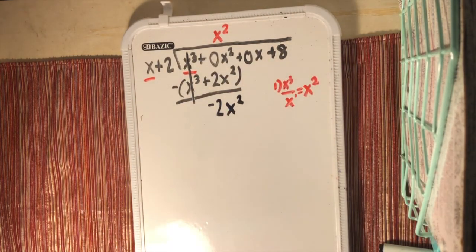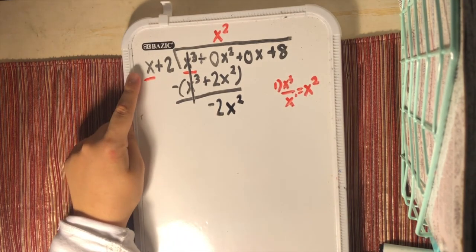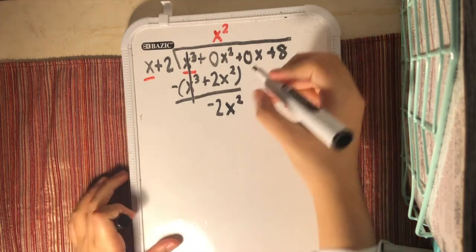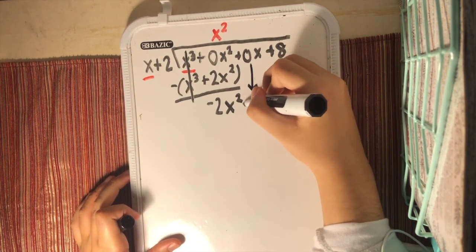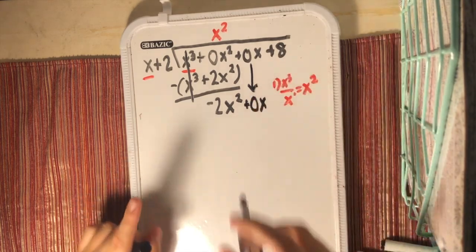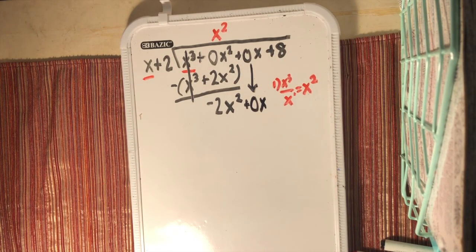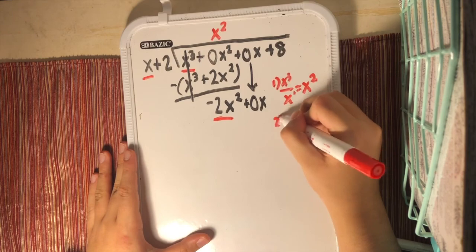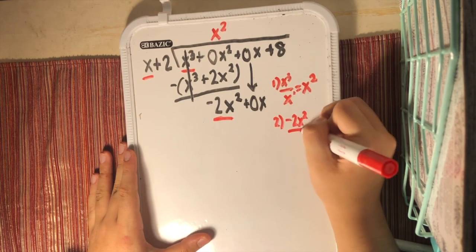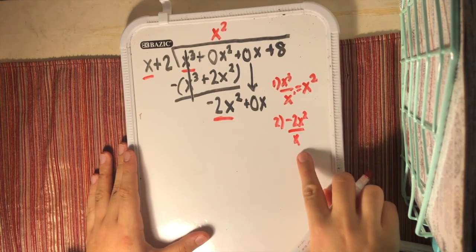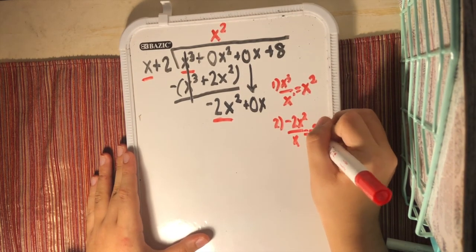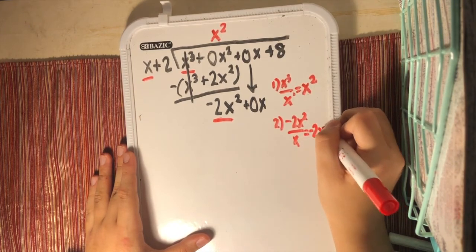Now I'm going to go ahead, do the same thing with my first term over here and the first term that's coming over here. And don't forget to bring down this next term. Remember, you only bring down one term at a time. So I'm going to go ahead and divide this negative 2x squared by x. And when I do so, we see negative 2 divided by 1 is negative 2. And x squared divided by x is just x.